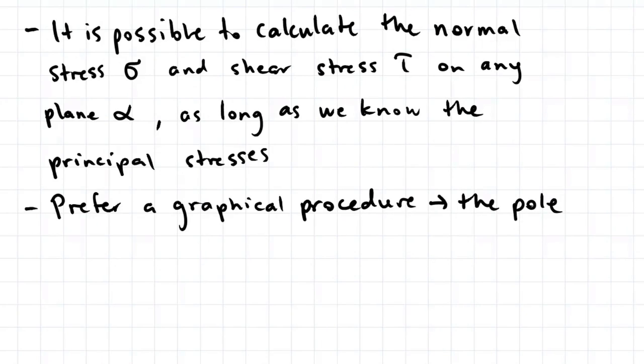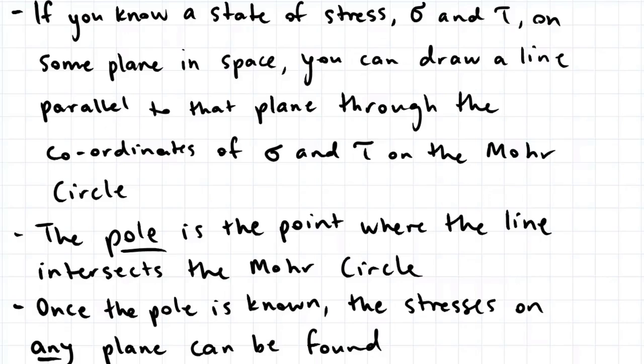Now it is possible to calculate the normal stress and shear stress on any plane, as long as we know the principal stresses. However, it can be awkward to use the equations in practice because of the double angles, so we prefer to use a graphical procedure which involves finding the pole. So say you know the normal stress and shear stress on some plane in space. You can draw a line parallel to that plane through the coordinates of sigma and tau on the Mohr circle, and the pole is the point where the line intersects the Mohr circle. Once the pole is known, you can find the stresses on any plane.